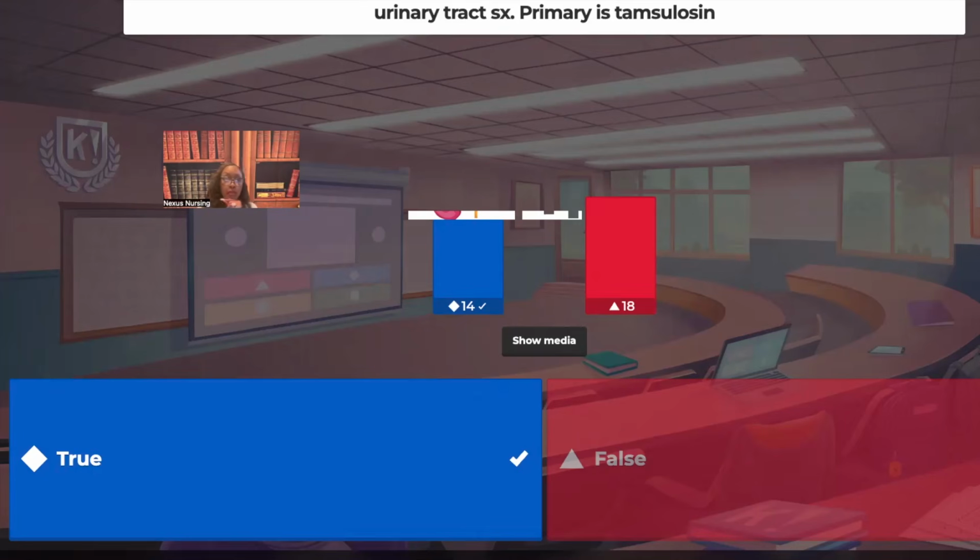Now, before I move on, let's say the PSA was increased, rectal exam abnormal, increased PVR, lower urinary tract symptoms. Guess what? You're punting that patient. That patient's going to urology. Okay.